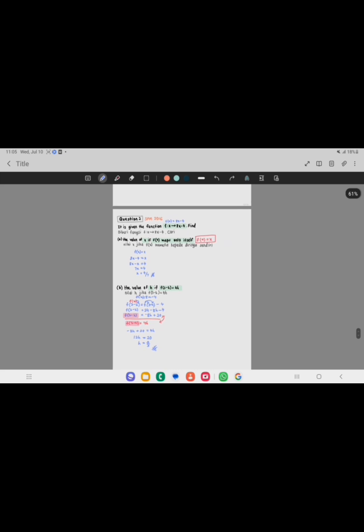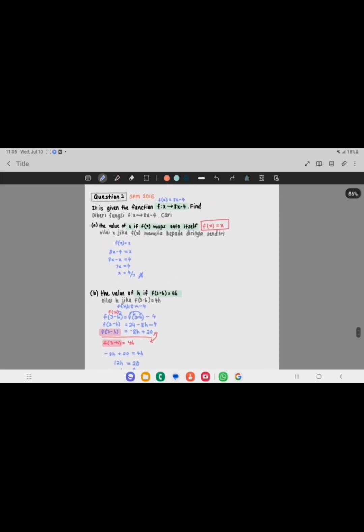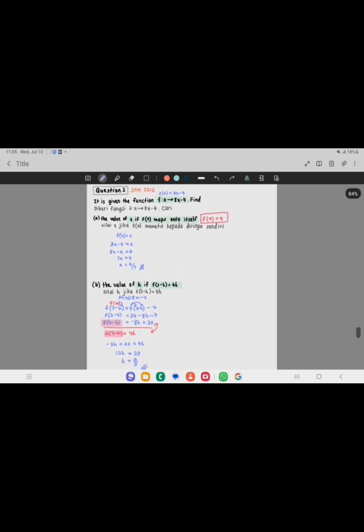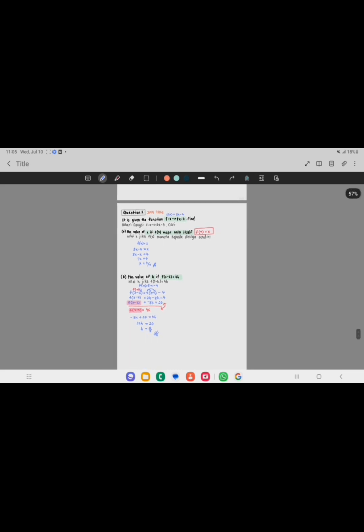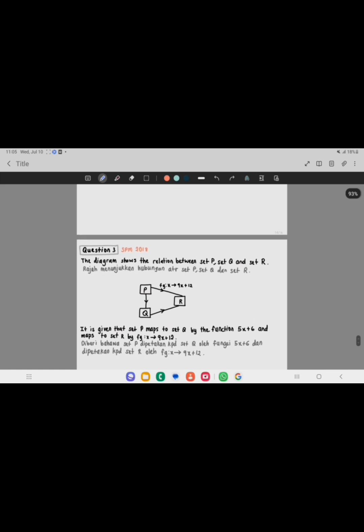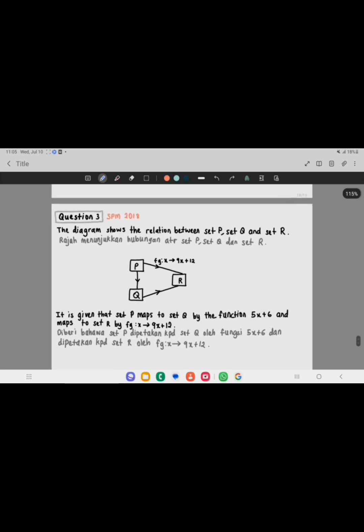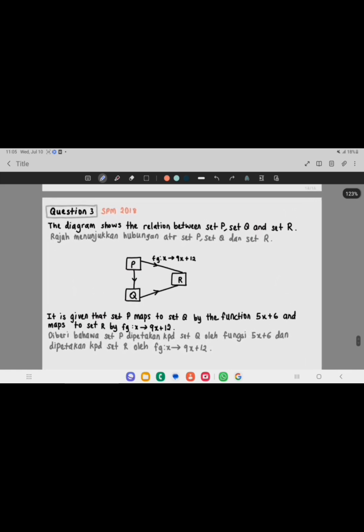Okay, so that's it for question 2. Let me just zoom it if you guys want to take a screenshot. So this is the question from the 2016 exam paper. Next, let's move into question number 3. Wow, looks hard, right? It's okay. We read the question one by one first.